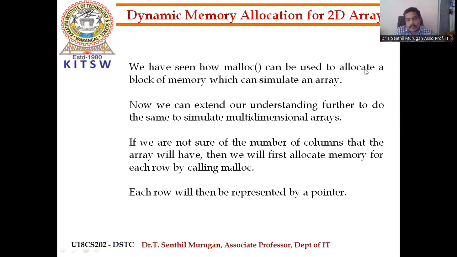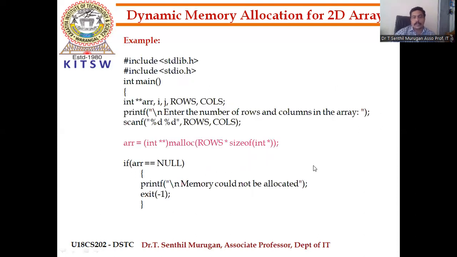In a two-dimensional array, we use rows and columns. If we know how many rows and columns, we can directly represent it. But in the situation where we don't know how many columns there are, we use the rows to create the memory, and when we are creating the data, we can include the columns also. For each row, malloc is called, and each row gets one pointer after allocation. The pointer is pointing to that particular row. So we'll see how the program works.